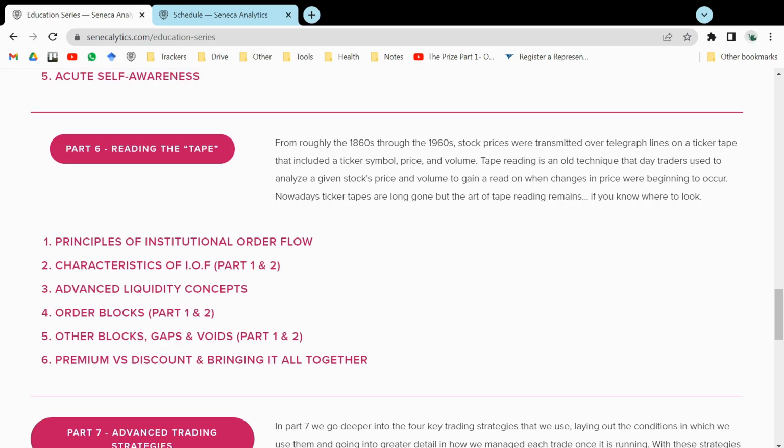Then we go on to some order blocks, other blocks, gaps and voids, and then we bring it all together with a discussion on premium versus discount and tying everything together that we just learned in reading the tape.